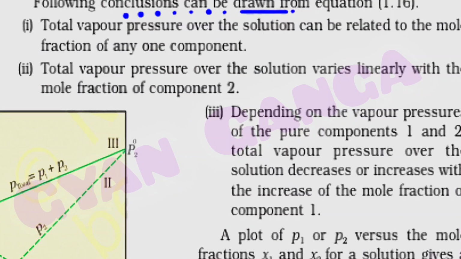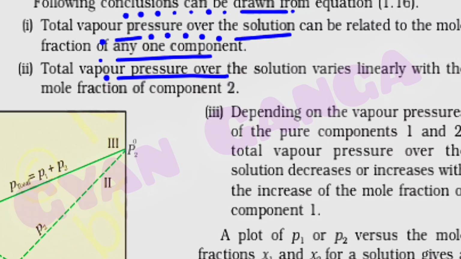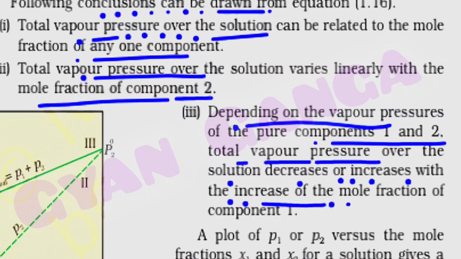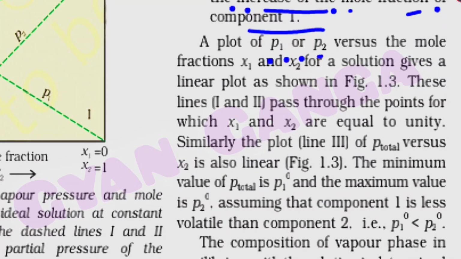Total vapor pressure over the solution can be related to the mole fraction of any one component. Total vapor pressure over the solution varies linearly with the mole fraction of component 2. Depending on the vapor pressures of the pure components 1 and 2, total vapor pressure over the solution decreases or increases with increase of the mole fraction of component 1. A plot of P1 and P2 versus the mole fractions X1 and X2 for a solution gives a linear plot as shown in figure 1.3.